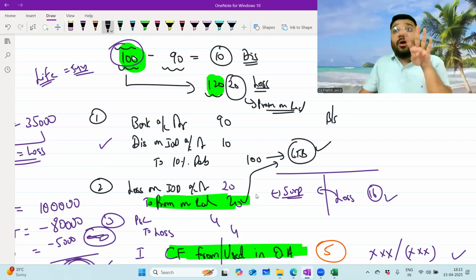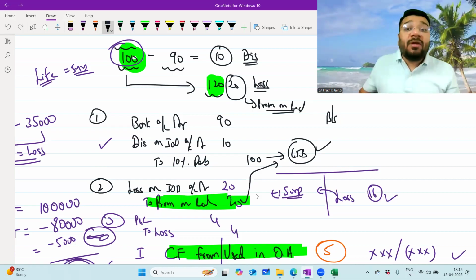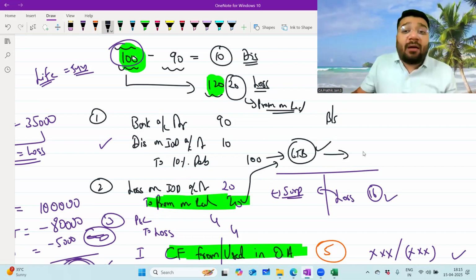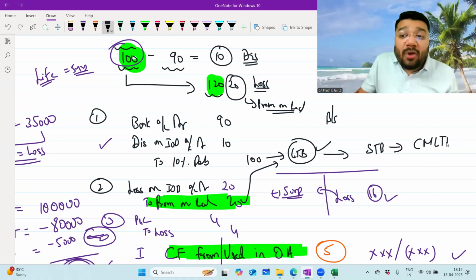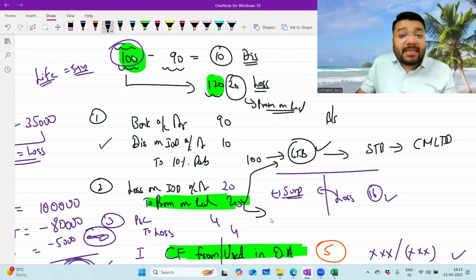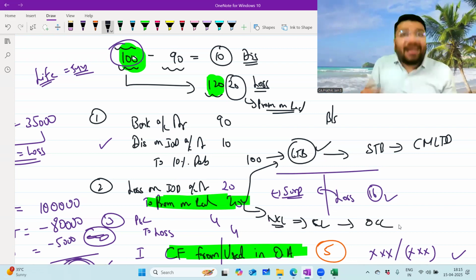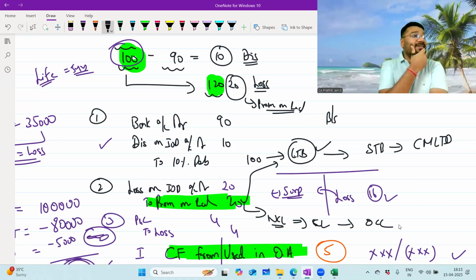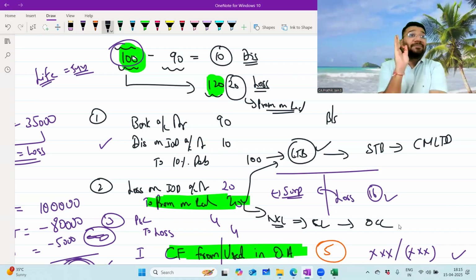In year 4, 1 year before the repayment, this 100 rupees will be classified from long-term to short-term borrowing. Where in short-term borrowing? Current maturities of long-term debt. And this 20 rupees from non-current liability will be classified to current liabilities. Where in the current liabilities? Other current liabilities. Now clear? This I am discussing for the third time.